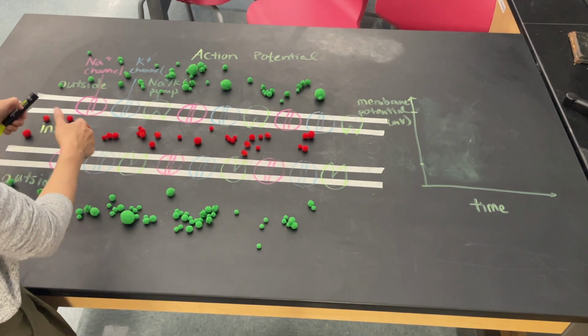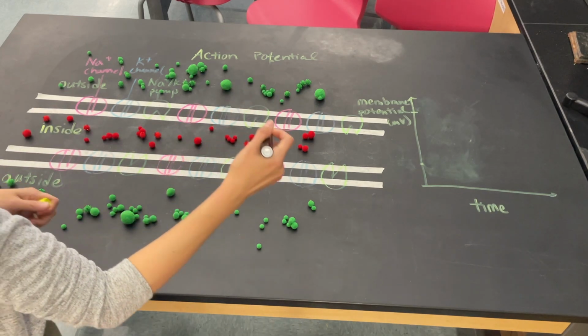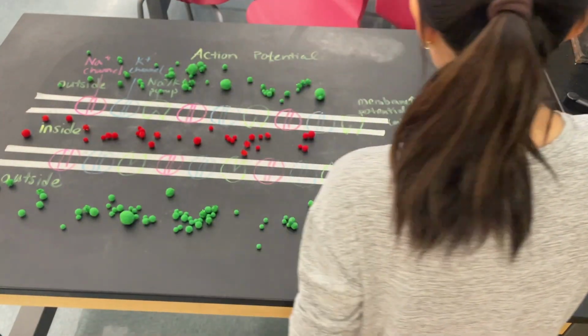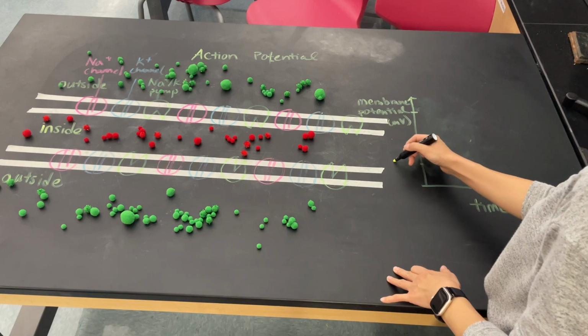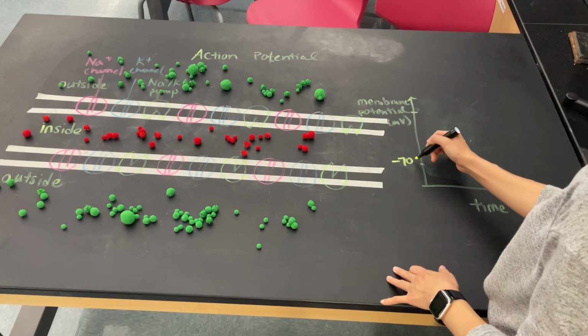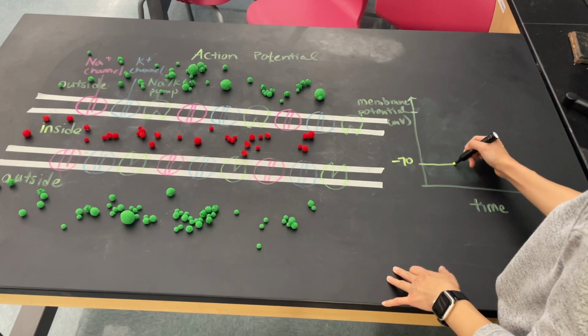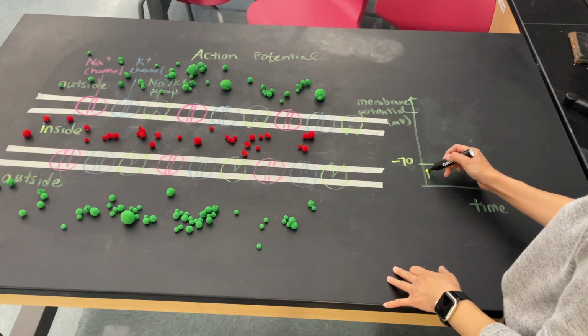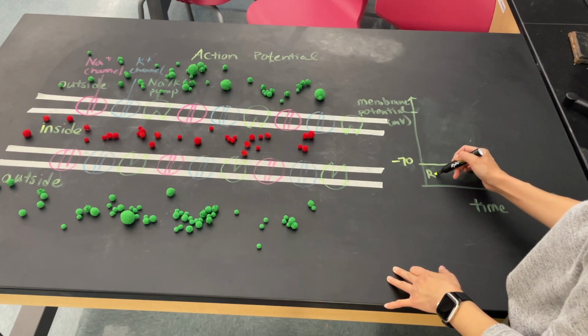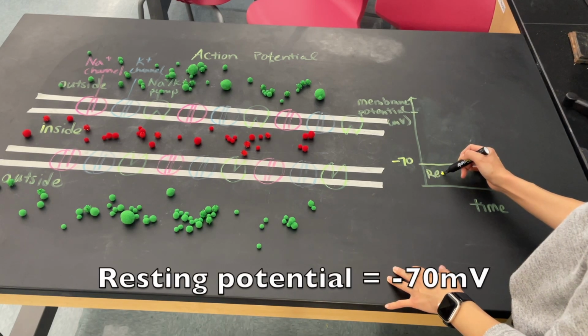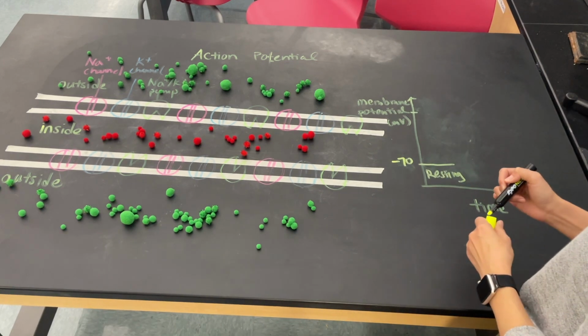Since I have way more positive sodium ions on the outside of the membrane compared to the number of potassium ions I have on the inside, the overall membrane potential is a negative number, meaning the inside of the neural membrane is more negative compared to what is on the outside. So the resting membrane potential is negative 70 millivolts.